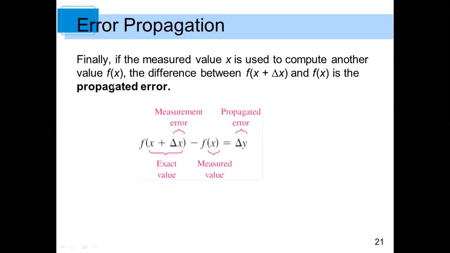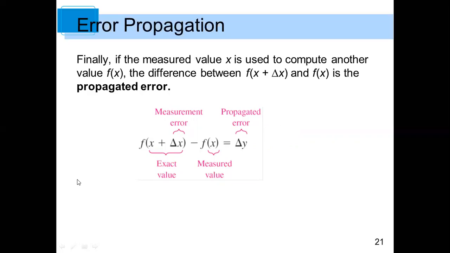Okay? So finally, if the measured value is used to compute another value, f of x, the difference between f of x plus delta x and f of x is the propagated error. So the exact value is x plus delta x, and delta x is the measurement error. You know sometimes how they're like within 1/1000th of an inch? Well, that's the measurement error.